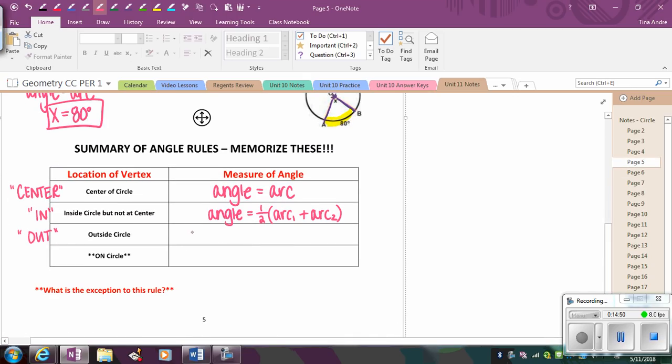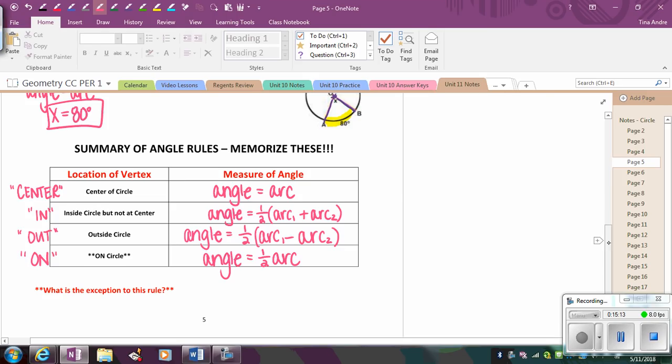So for out angles, or vertices outside of the circle, you have to do the difference. So 1/2 the difference of the arcs. Remember, big arc minus small arc. And then for on angles, the angle is equal to 1/2 of the arc.